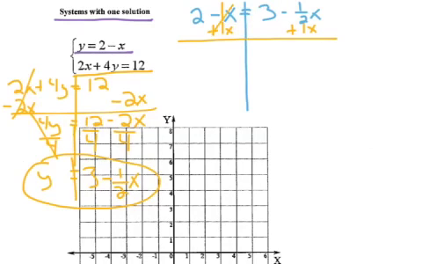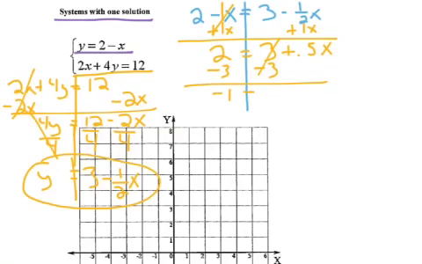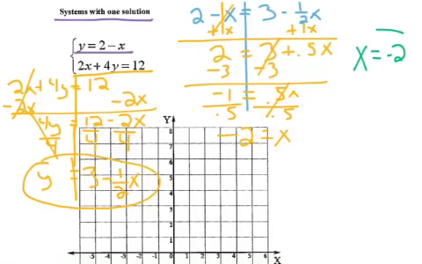These would cancel, and I'm left with 2 equals 3 plus 0.5x. I'm going to subtract 3 from both sides. So I would have negative 1 equals 0.5x, and the opposite of multiplying by 0.5 would be dividing by 0.5. And I would have negative 2 is equal to x. So that is the solution. When x is negative 2, that's where my intersection point would be.